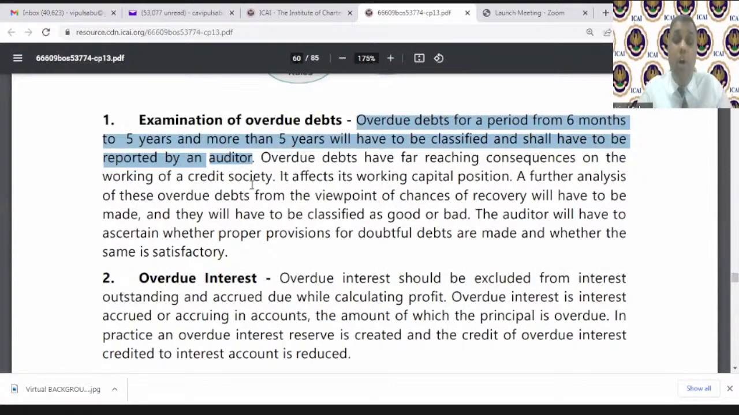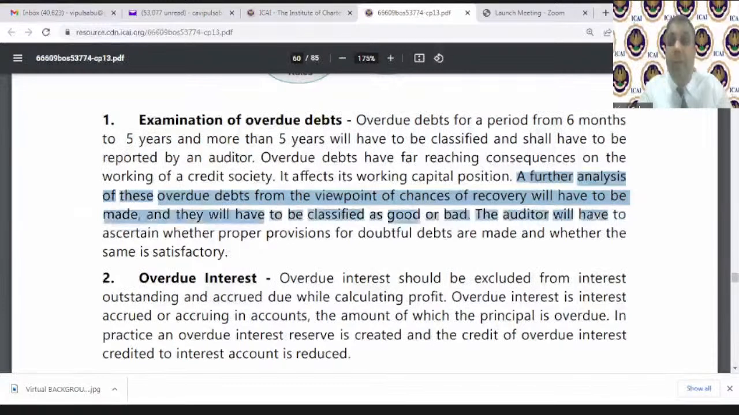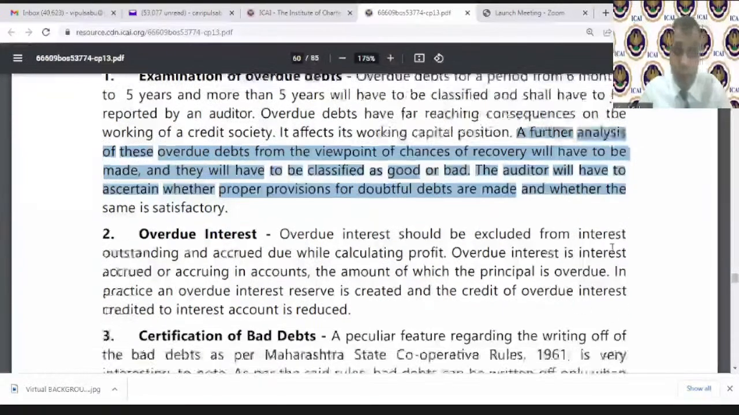Okay, because overdue debts are a blockage to the working capital. They are a threat to the working of the society, the financial health of the society. The auditor will analyze further whether these overdue debts can be recovered, if there are chances of recovery or not, and whether they can be classified as good or bad. So for overdue debts, whether proper provision has been maintained by the society or not, the auditor has to check it.